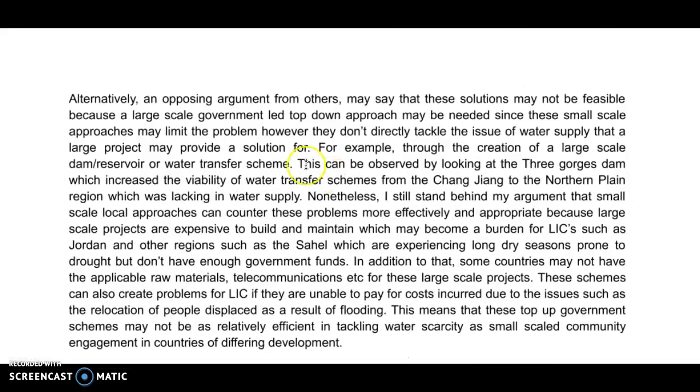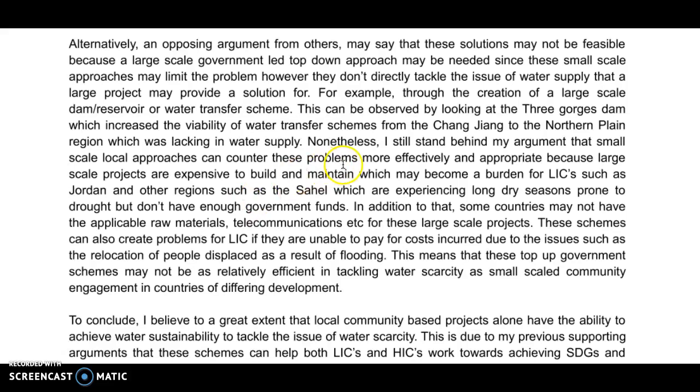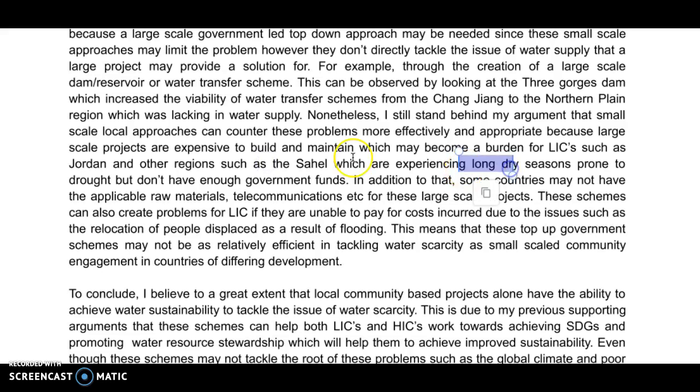Okay, and then I'm giving an example of the Three Gorges Dam because that's a large-scale project. And I'm saying this does water transfer schemes, they provide water supply, but then I say, nonetheless, I still stand by my argument that small-scale local approaches can counter these problems more effectively and appropriately because large-scale projects are expensive to build and maintain, and that's not really good for LICs, or places with long dry seasons and not enough government funds. In addition, some countries might not have applicable raw materials, telecommunications for these large-scale projects.